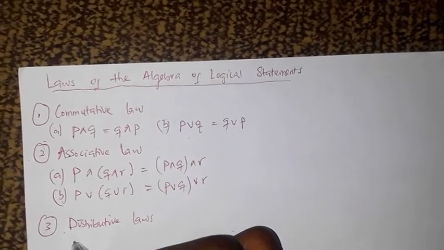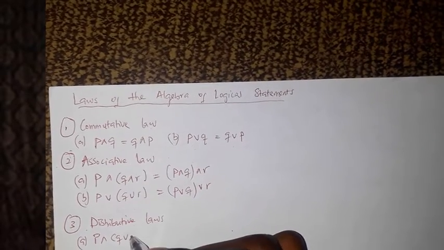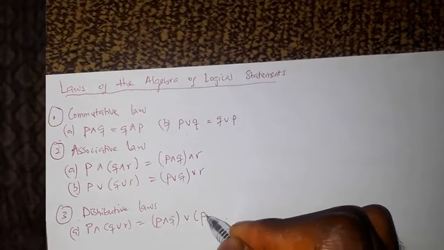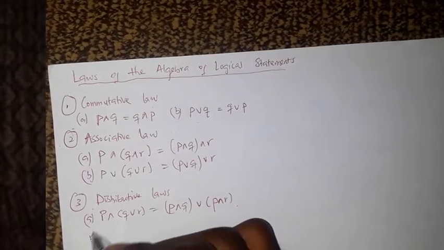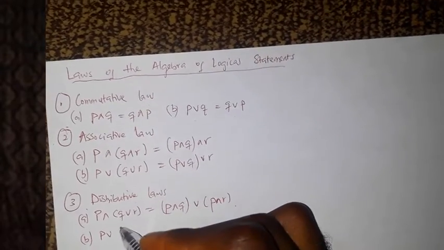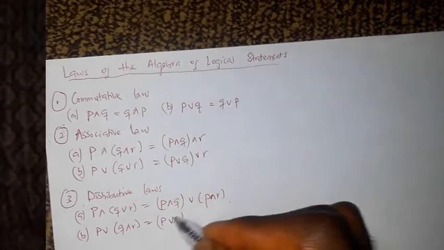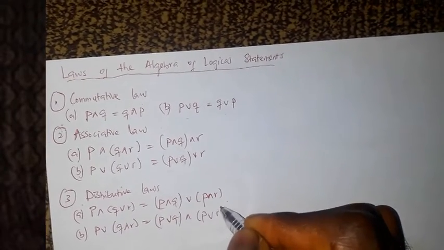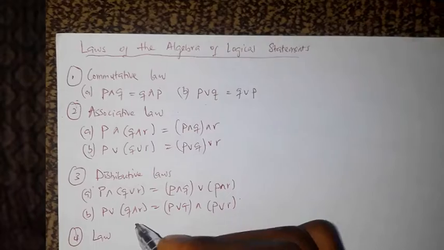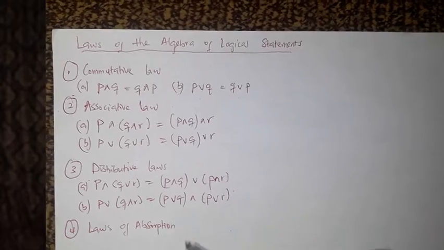For the first one we have P and Q or R equals P and Q or P and R. For number 2 we have P or Q and R equals P or Q and P or R. Then for number 4 we have the law of absorption. I believe this is the first time some of us are hearing this law.